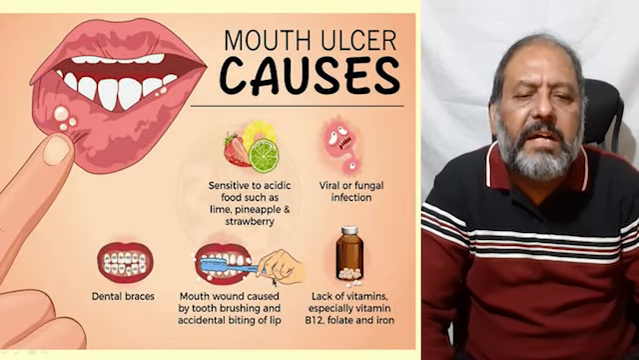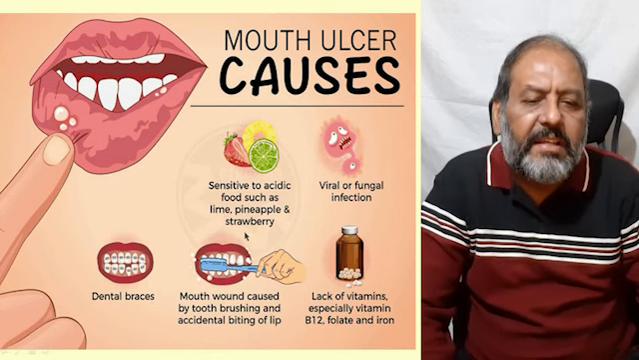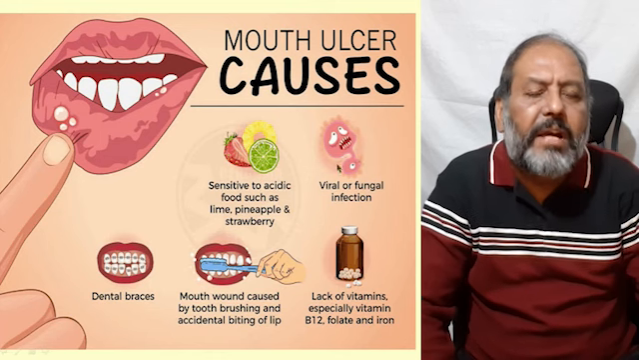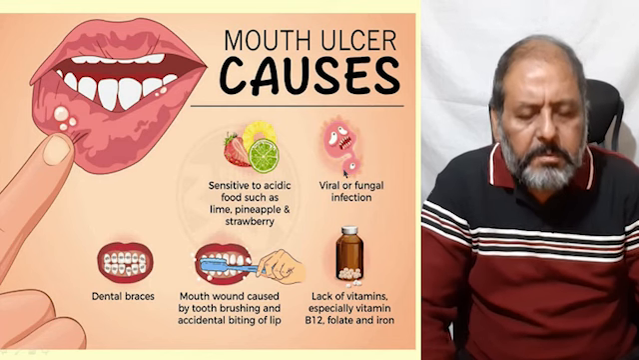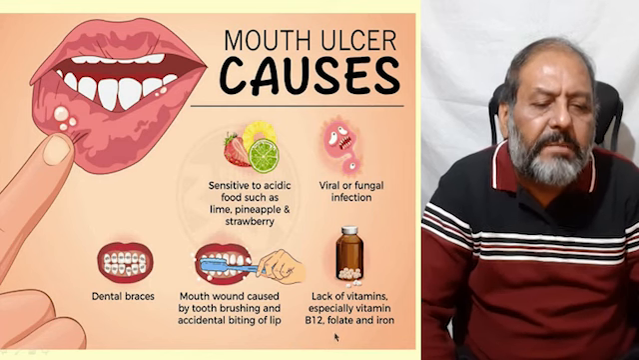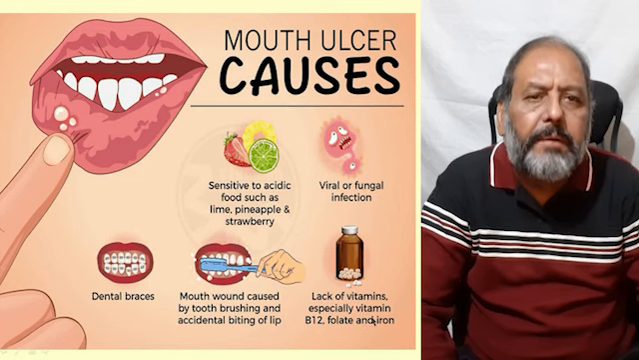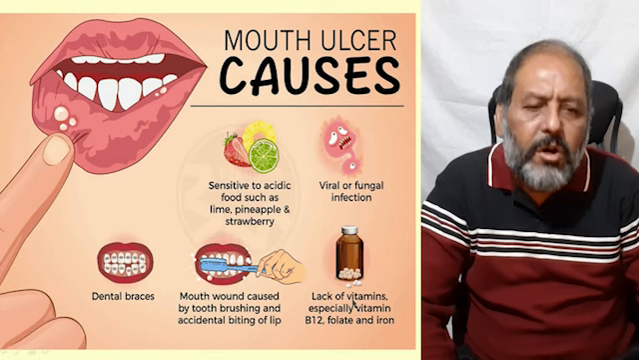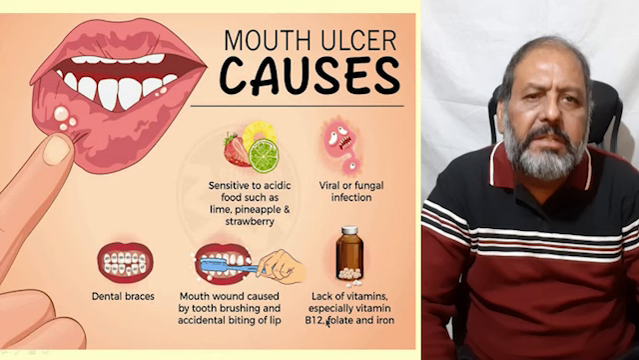Now, the mouth ulcer causes, as one can see here: sensitivity to acidic foods such as lime, pineapple, strawberry, then viral or fungal infection. These also cause mouth ulcer as part of their disease. Then lack of vitamins, especially vitamin B12, folate, and iron. These are just the covering of the skin or the covering of the mucous membrane, and make the mucous membrane strong so that it is not damaged easily.